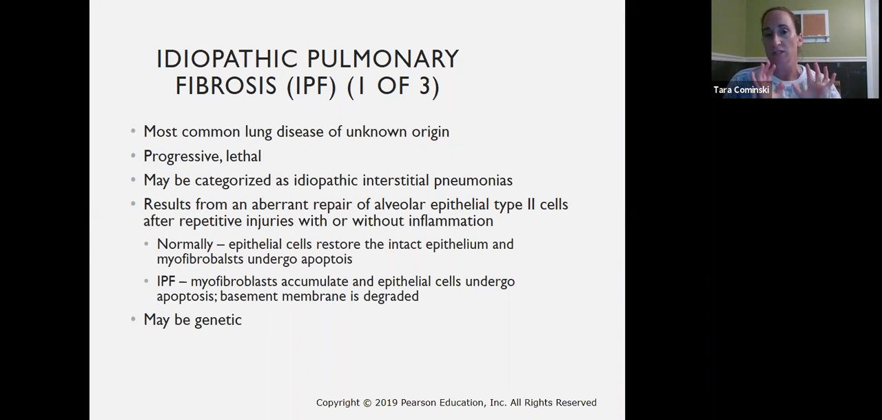And so this pulmonary fibrosis, I told you I was going to talk a little bit more about this. It says it's idiopathic pulmonary fibrosis. So what does idiopathic mean?